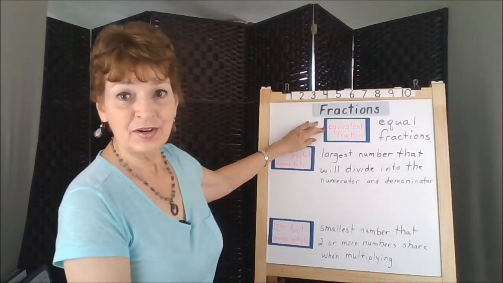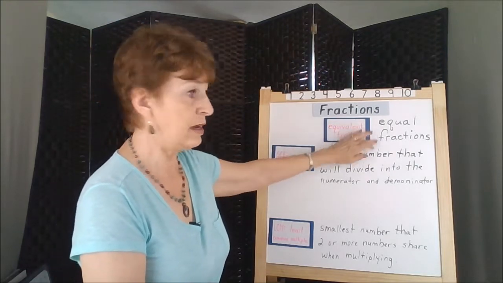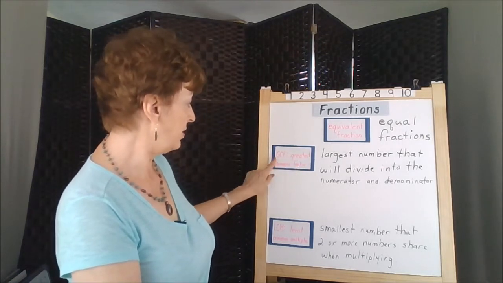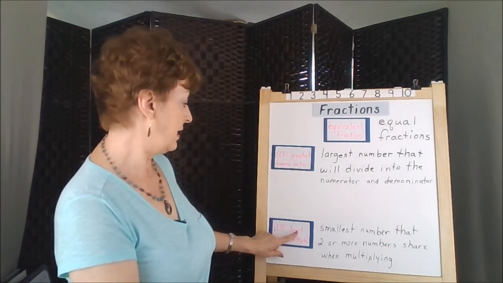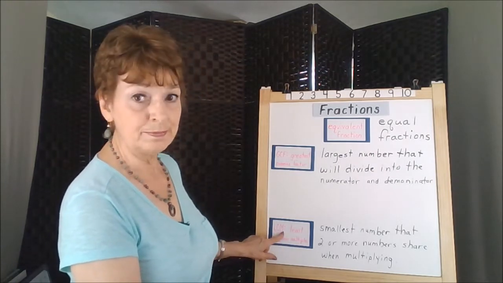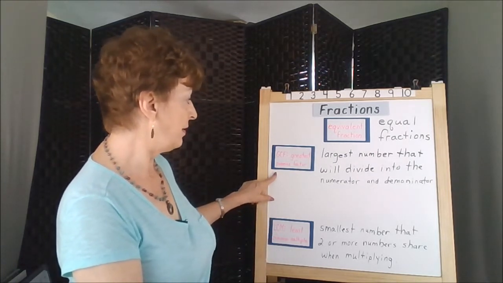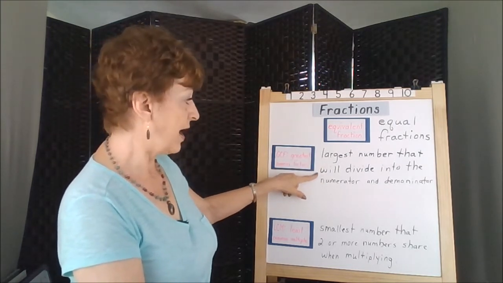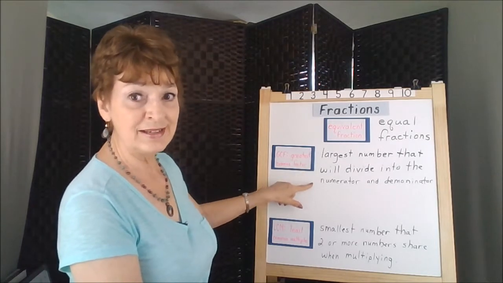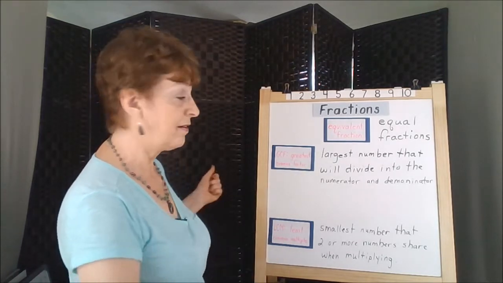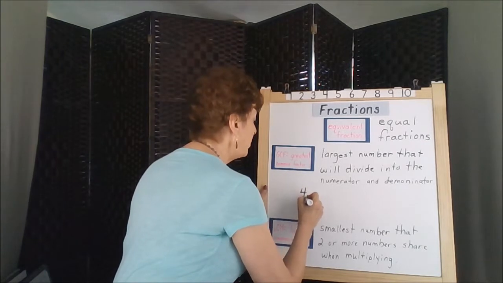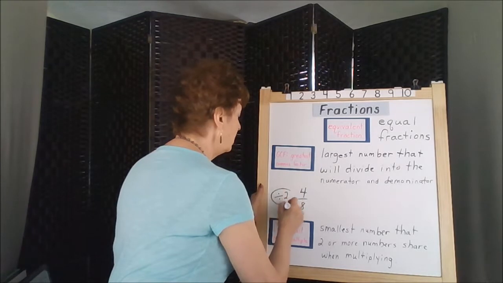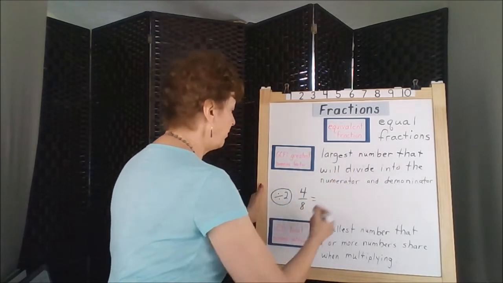When getting our equivalent fractions, those would be equal fractions, you might come across the term greatest common factor, GCF, and least common multiple, LCM. Your greatest common factor is using the largest number that will divide into the numerator and denominator of a given fraction. For example, if we had 4/8, we could divide this fraction by 2 and get an equivalent fraction.